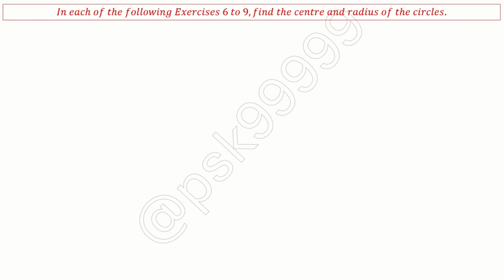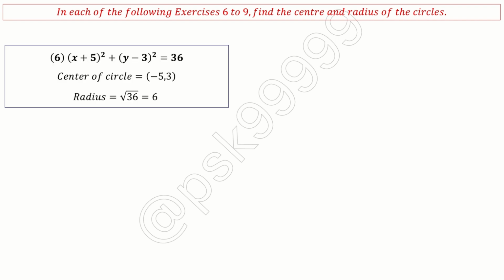Find the center and radius of the circles. Here the circle equation is given and you have to find the center and radius. So x plus 5 whole square plus y minus 3 whole square equal to 36. I can rewrite 36 as 6 square. Then my center is minus 5 comma 3. Be careful about the sign.